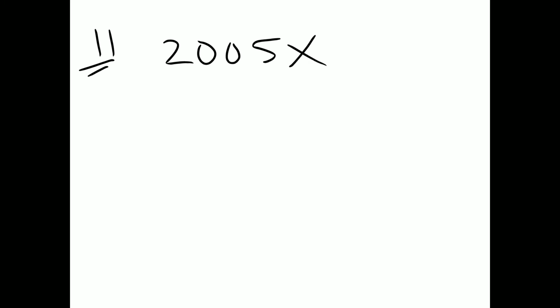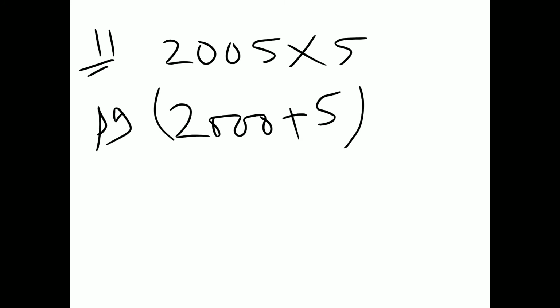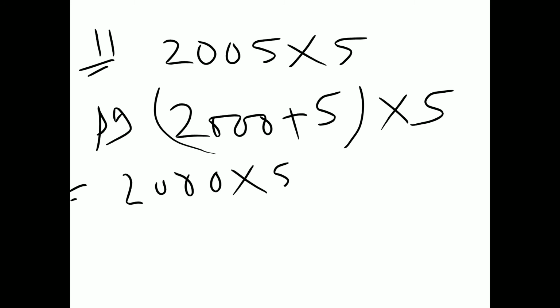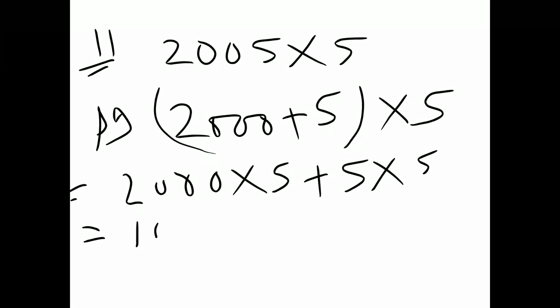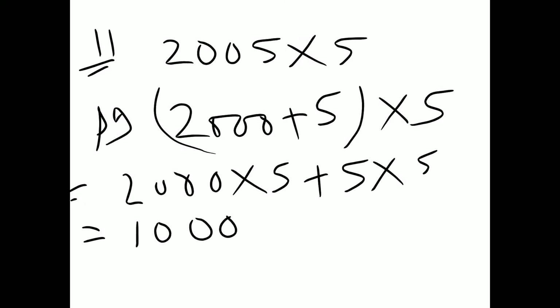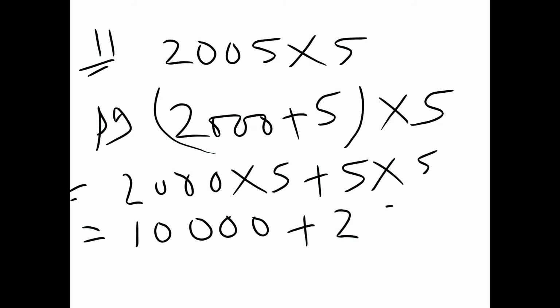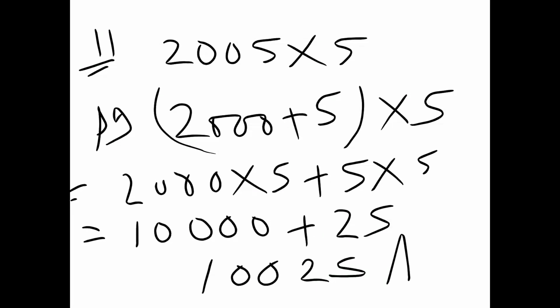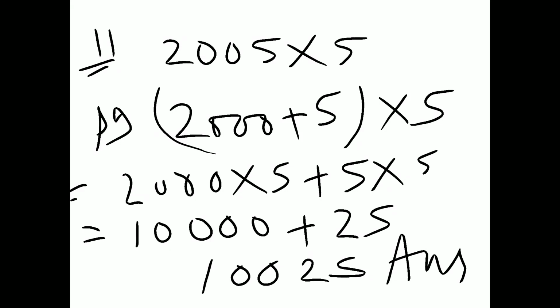Similarly, we do the 11th part. 2005 into 5. Here we will expand the number. It will be 2000 plus 5. Multiply every number with 5. 2000 into 5 plus 5 into 5. 2 5s are 10 and with that 3 zeros come. Plus 25. So answer will be 10025. You can add in rough also. Clear?